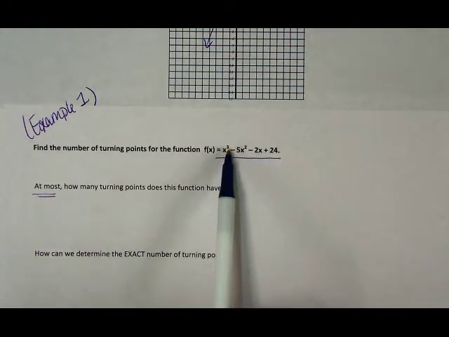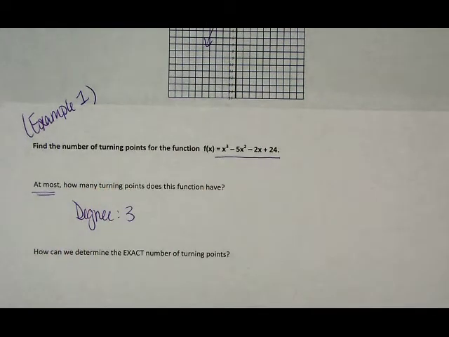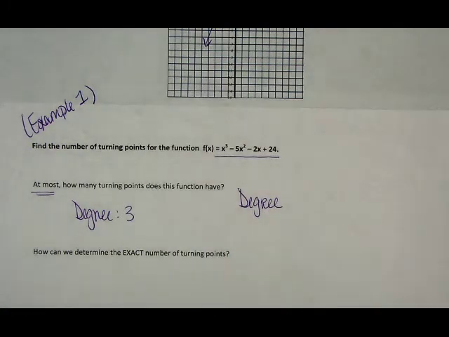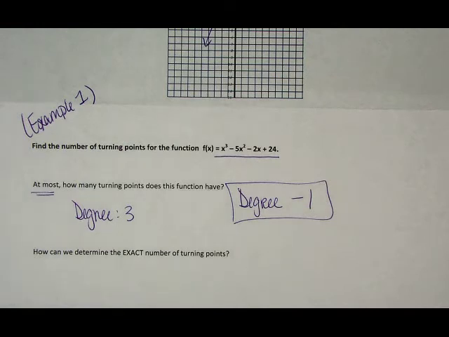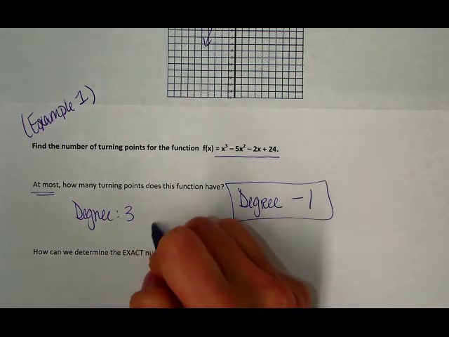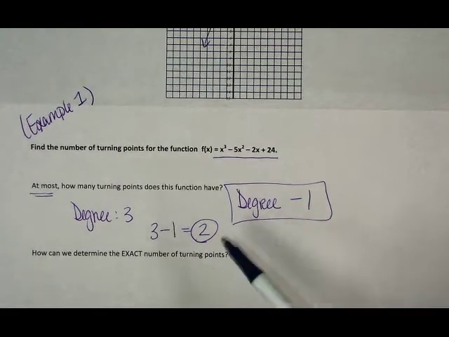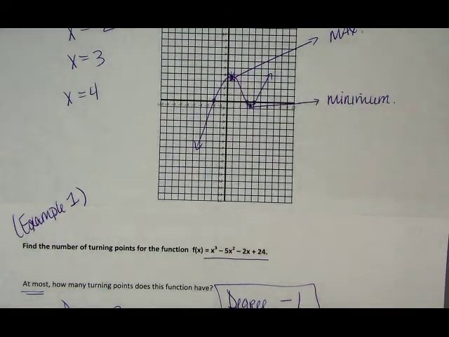We have x to the 3rd power leading us off, so we know we have a cubic function. So we know our degree is 3. And at most, how many turning points do we have? We find how many possible turning points we have by always taking our degree, whatever value that is, minus 1. That's our little formula to find out how many turning points our function has. So in this case, since our degree is 3, 3 minus 1 gives us 2 turning points. And we know that because if we look back to the original graph, we have 1, 2 turning points on our graph.